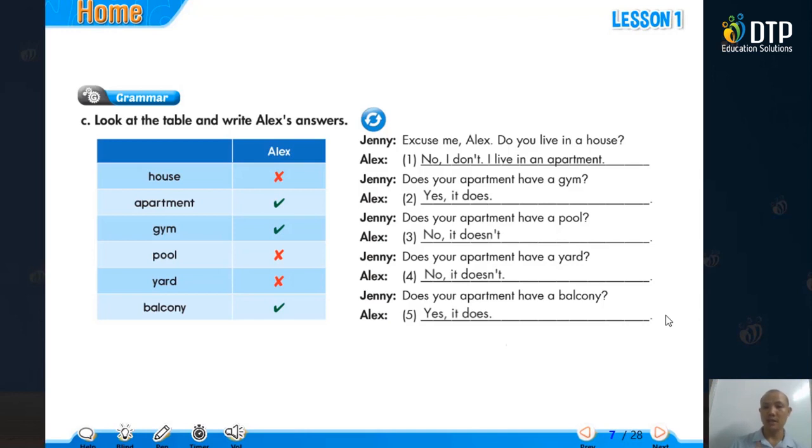Now, we will practice the conversation with me. I will be Jenny and you Alex. Let's go. Excuse me, Alex, do you have a house? Does your apartment have a gym? Does your apartment have a pool? Does your apartment have a yard? Does your apartment have a balcony?